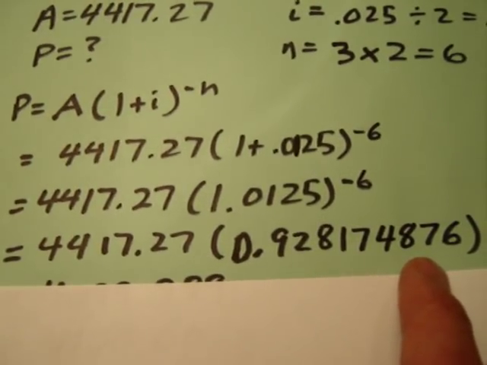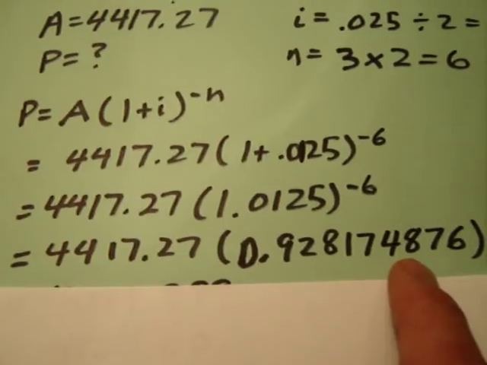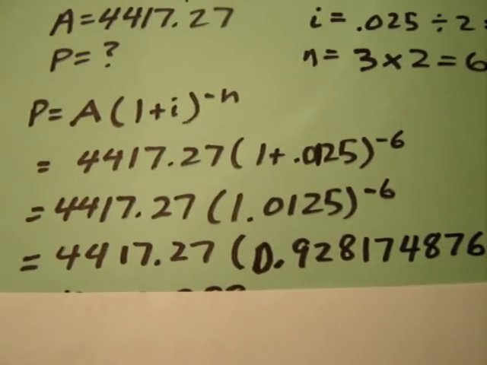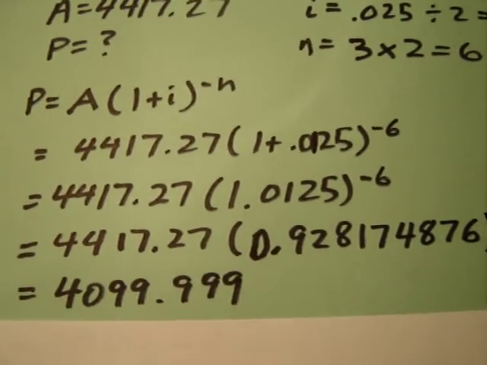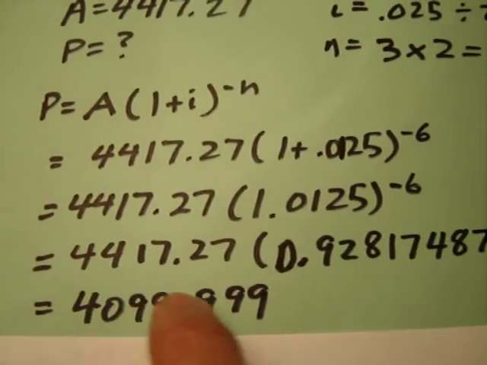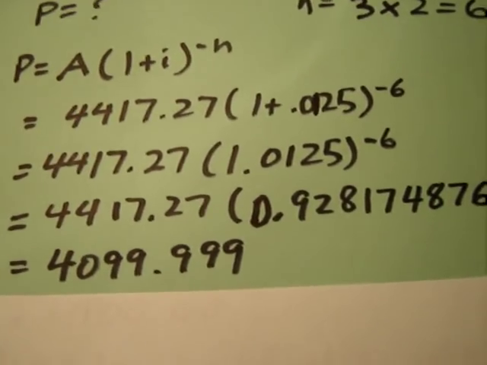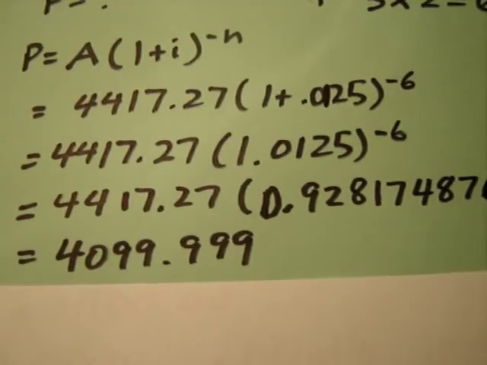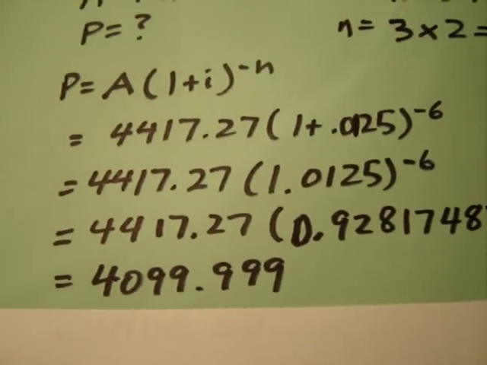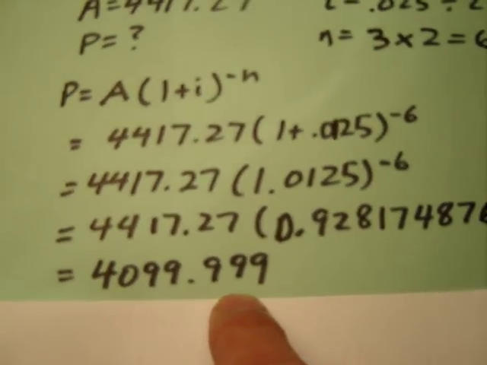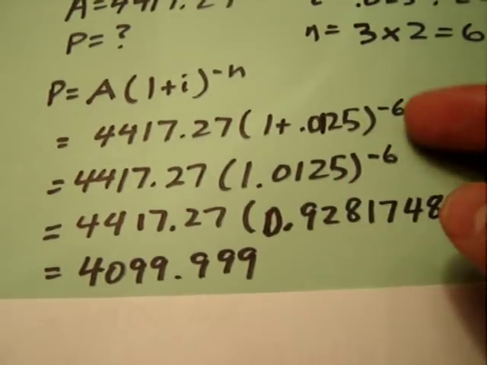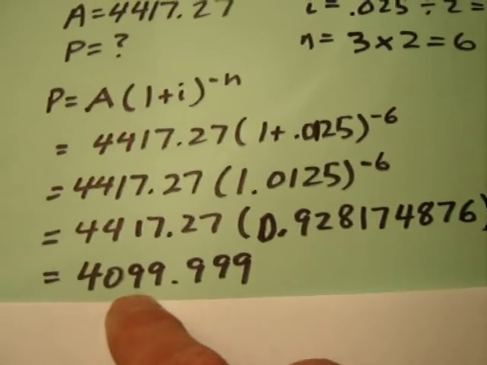0.928174876 in the bracket. Why so many decimal places? Well, we would like to get our answer correct to the nearest penny. When we multiply that number by 4417.27, we get 4099.999.